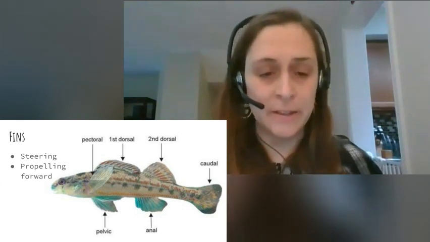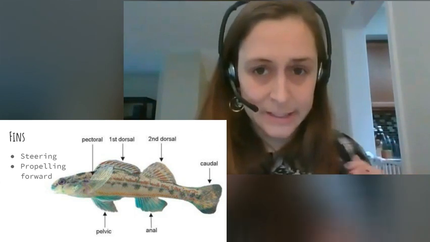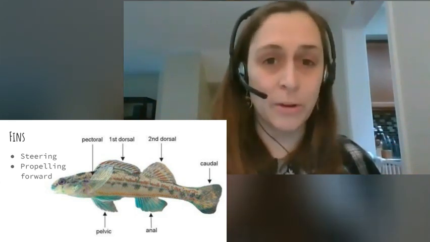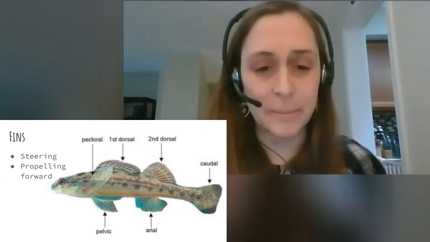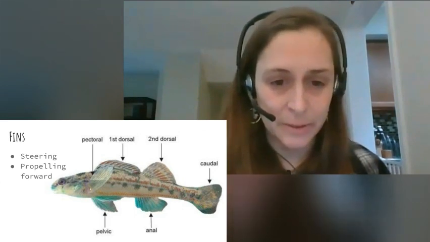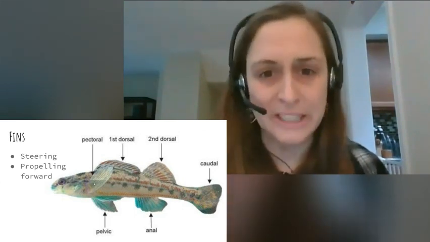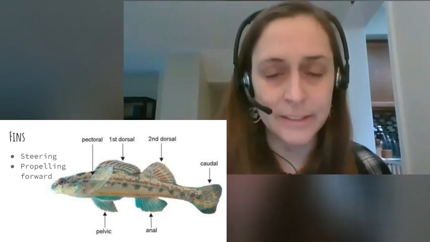Pectoral fins are behind the head on either side, kind of where, if you know where pectoral muscles are, they're the chest muscles on a person. So you can see they're kind of where the arms are on a person or where the wings are on a bird. Those are the pectoral fins.